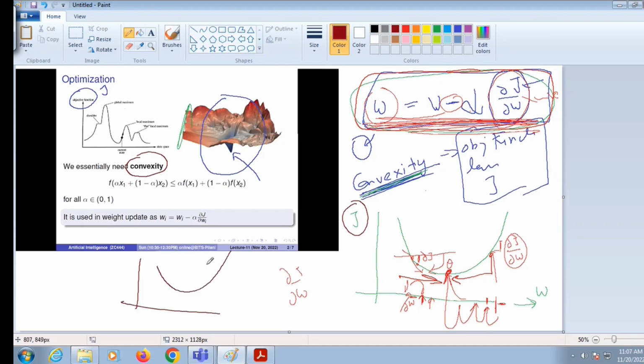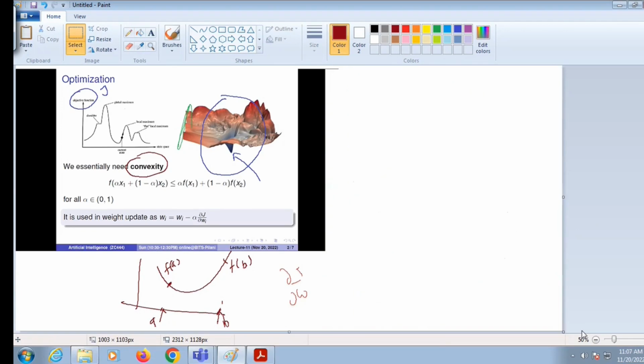There is a function, and if you take any 2 points, let's assume this is point A, this is point B. What is the value over here? F of A. What is the value here? Can you tell me? F of B. Yes or no? Let me just quickly remove this particular part. Everybody, please let me know whether you understand this particular part.